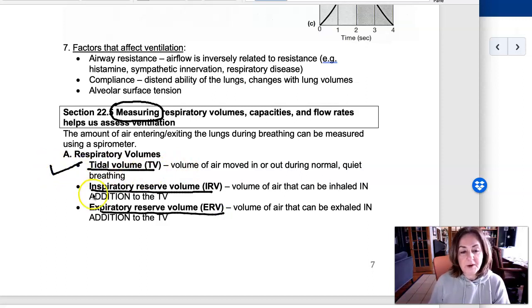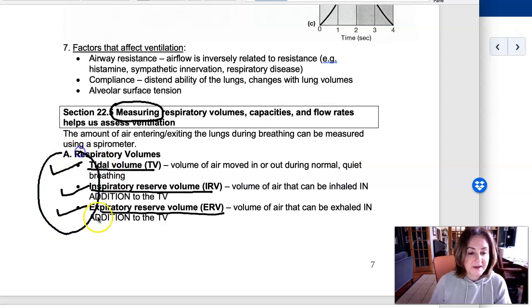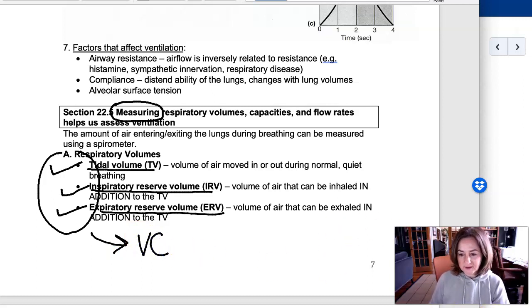And then you could also measure what you can inhale in addition to what you usually do, and exhale in addition to what you usually do. So these three things that are within our conscious control can be measured on the spirometer. And if you add up these three things, that gives you what's called the vital capacity. The vital capacity is the amount of air that you're in control of. So let me show you this in a graph.